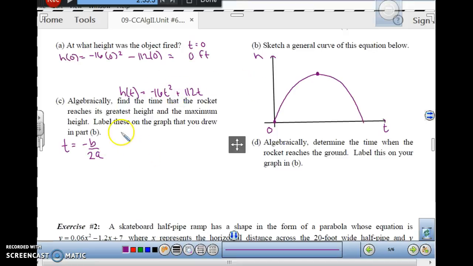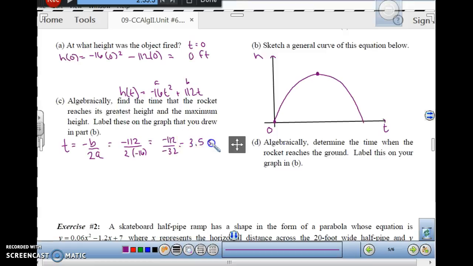All right, so we need to know in our formula, here's our parabola, h of t equals negative 16t squared plus 112t. What is the b value? Well, the b value would be 112, because that is ax squared plus bx plus c. So this is actually going to be negative 112 over 2 times a. What's a? A would be negative 16. So this is negative 112 over negative 32, and divided out, it comes out to 3.5.